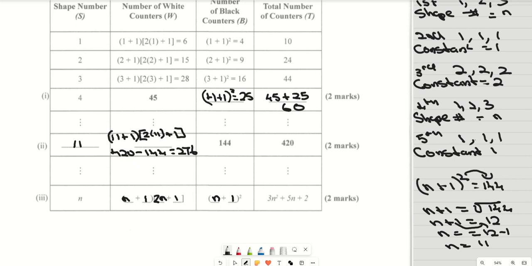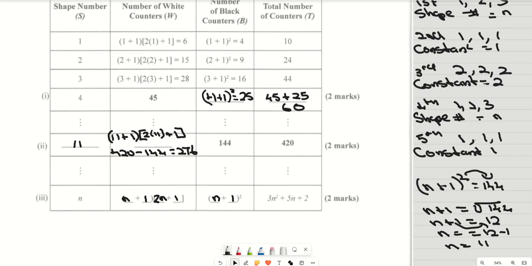And even if you do this, you could probably check to see: 11 plus 1 is 12, 12 multiplied by 22 plus 1, which is 23. So 12 by 23 is 276, so you know that your answer is correct. If you multiply this out and multiply out the brackets, you're going to get 276, right?